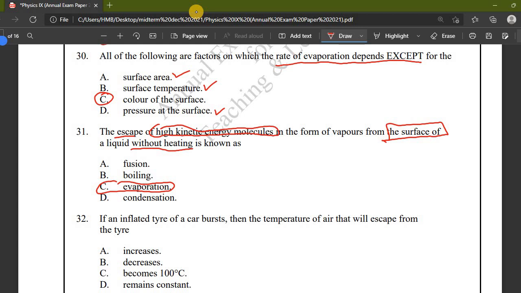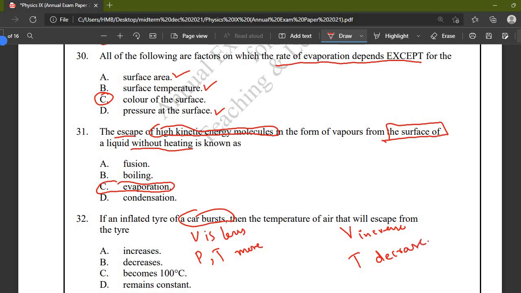Let's see question 32. In an inflated tire of a car that bursts, the temperature of air that will escape from the tire will... So in a tire, before it is burst, the volume is less, and in less volume the pressure is more and the temperature is also more. P and T are also more. So when the car tire bursts, the volume of the air inside it increases. So this increase in volume decreases the temperature of the air inside the tire. So the correct answer for question number 32 is option B.